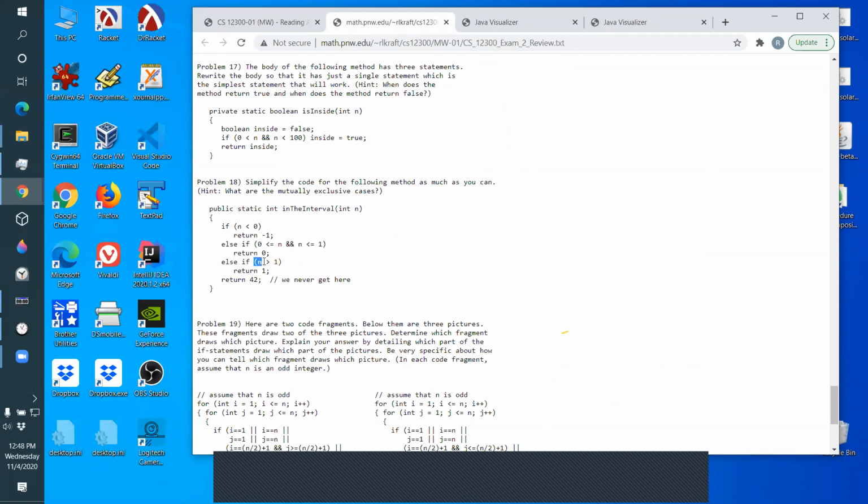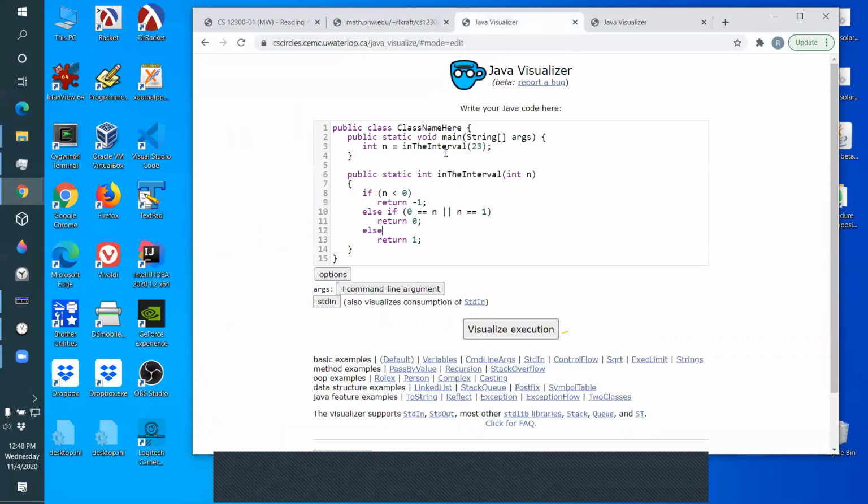Every integer is going to make one of these three things true. Every integer is either negative, strictly greater than 1, or it's one of these two numbers, 0 and 1. So we never get down here. This would simplify the code to something that's just a little bit easier to write and read.